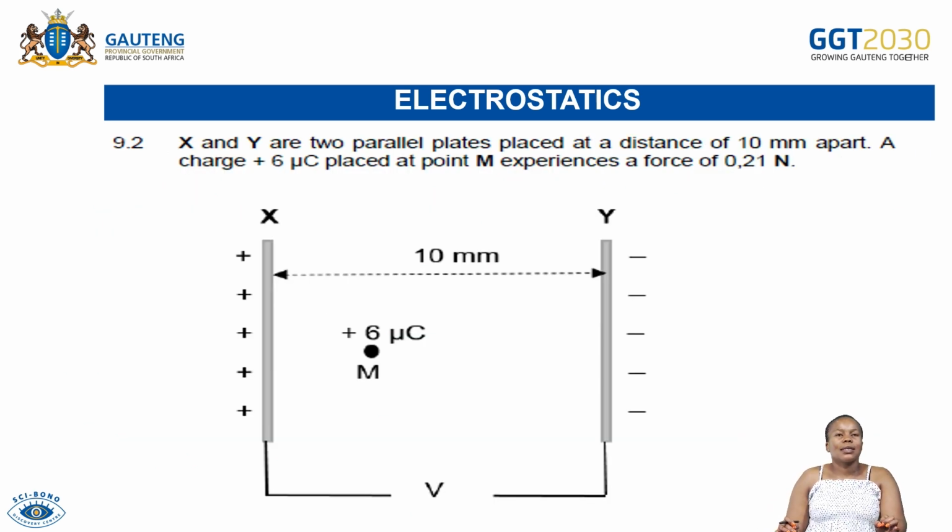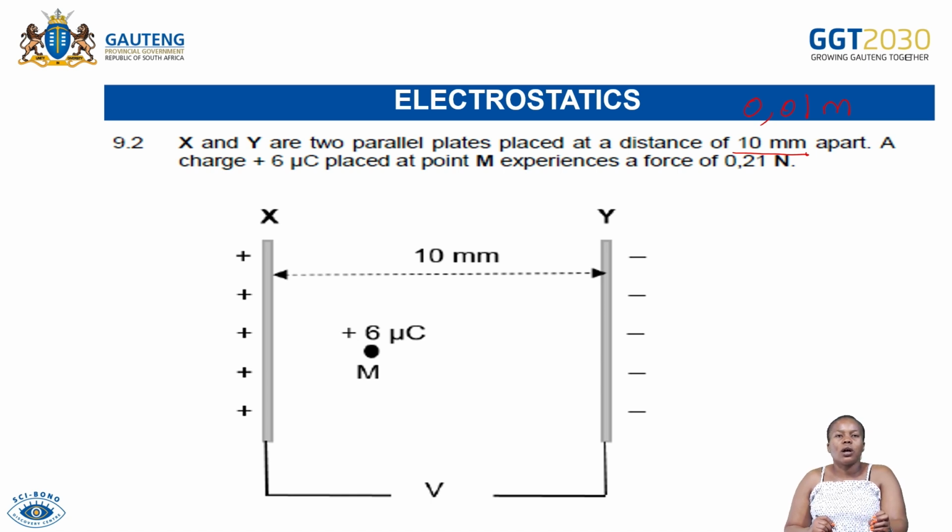9.2 is saying X and Y are two parallel plates placed at a distance of 10 millimeters apart. Okay, let's just pause in there. The distance we just mentioned has to be in what? It has to be in meters. So again, we have to say 10 divided by 1,000, because we're moving from a smaller unit to a bigger unit. So this is going to give us 0,01 meters. After conversion, what did we do? We divided it by 1,000.